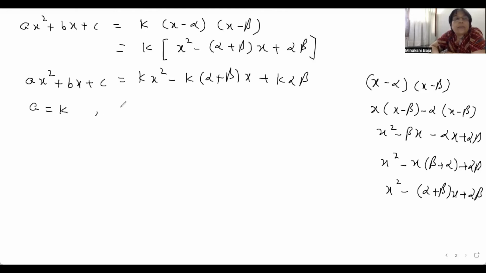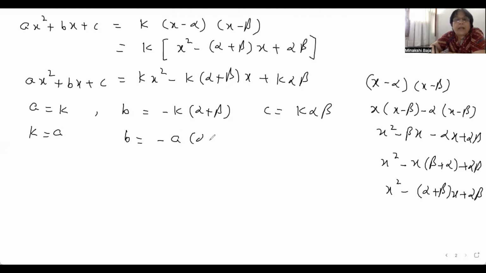Coefficient of x here is b. Coefficient of x here is minus k alpha plus beta. Here constant term is c. Here constant term is k alpha beta. So it means the value of k is a. So instead of this k, I'm going to write a. So b is equal to minus a alpha plus beta. Similarly, instead of k, I am going to write a alpha beta.